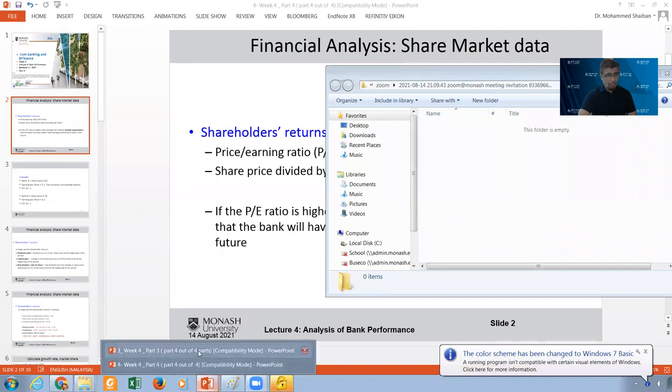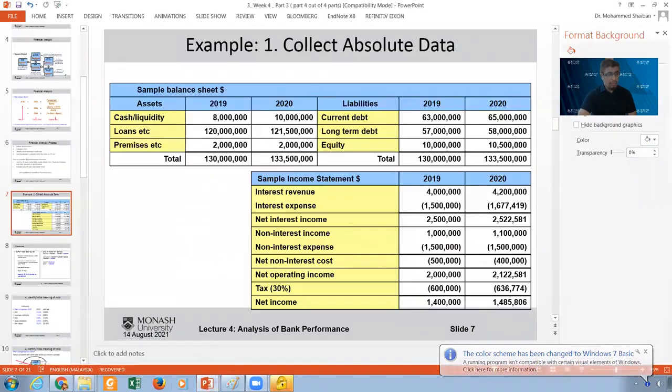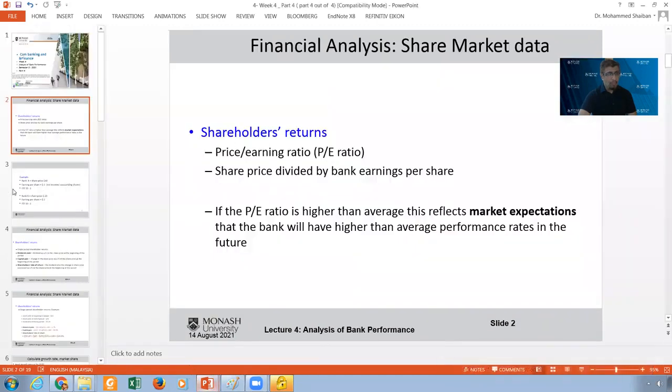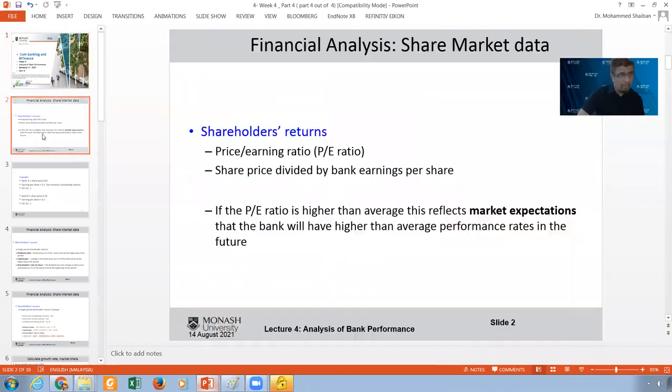So this is actually part 4. And we are talking here about the share market data, so we are talking about shareholders' return. Now, for shareholder return, we start with the concept of the price-earning ratio. The price-earning ratio is one of the most important ratios to evaluate banks. And when the price to earnings is high, that means there is a potential, as I will explain in a minute.